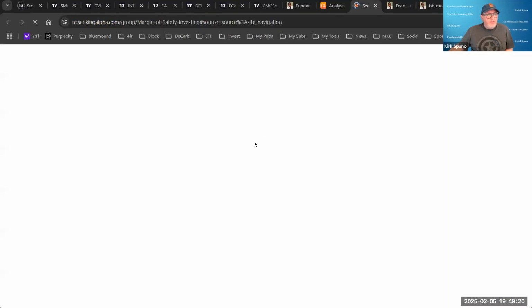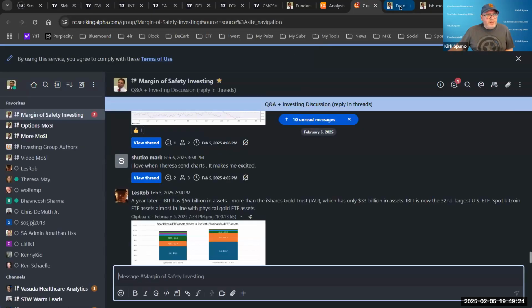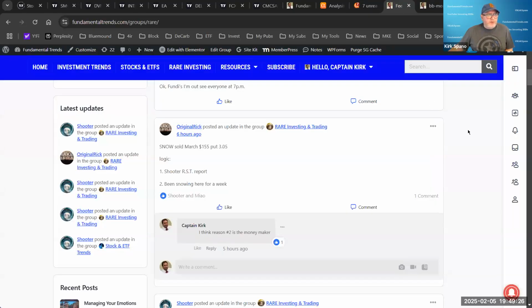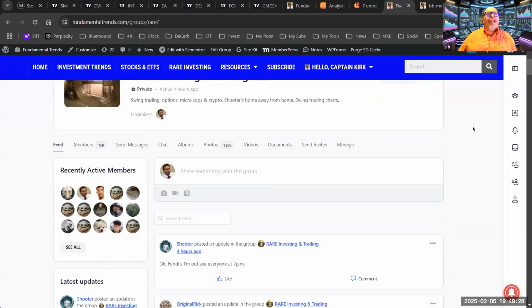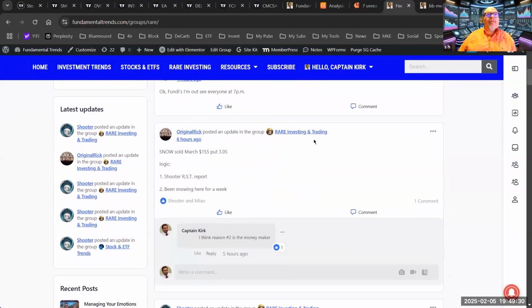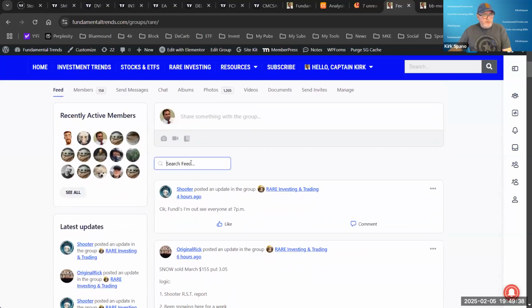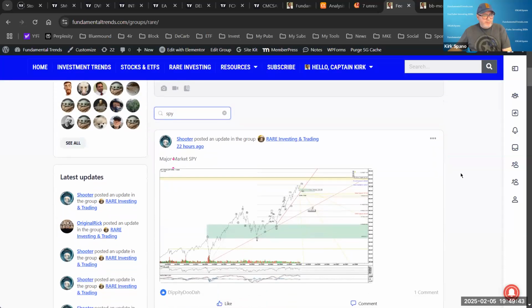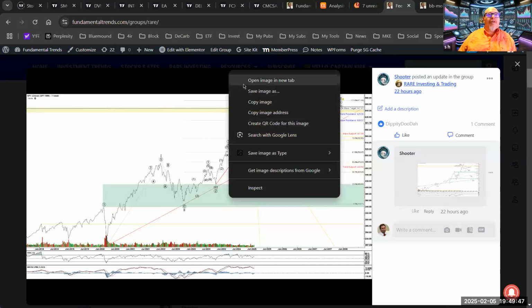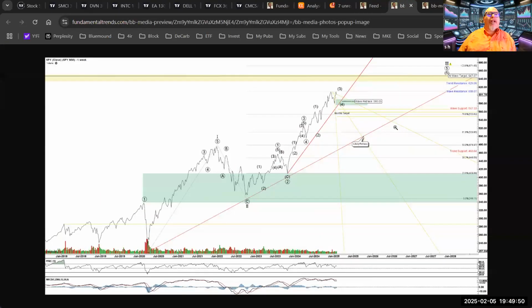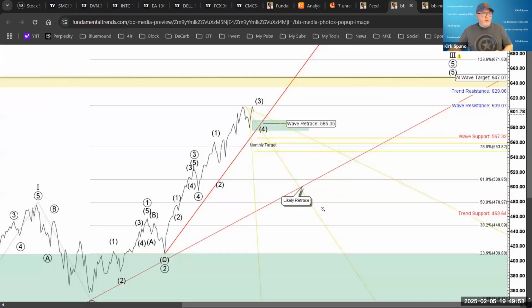Yeah. All right. Well, then let's talk about stocks here. Actually, Shooter, where is your S&P 500 chart? It's in the rare chat. So, folks, this is how you search for a chart. You just go to search feed and you say SPY if that's what you want to find. And they'll say zippity-doo-dah. Now, there's 2 versions of it. Yeah, well, we just want to look at the weekly. Well, they're different labeling formats. Well, let's look at this one.